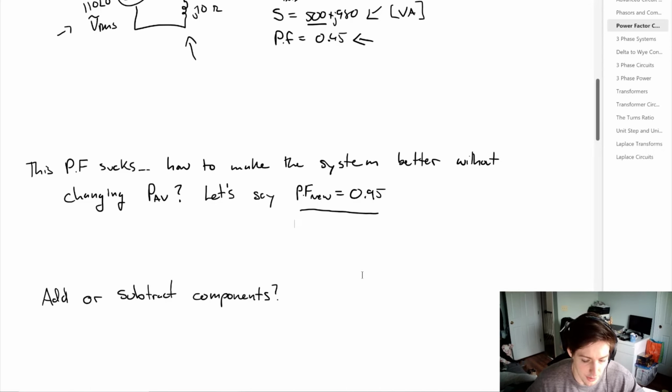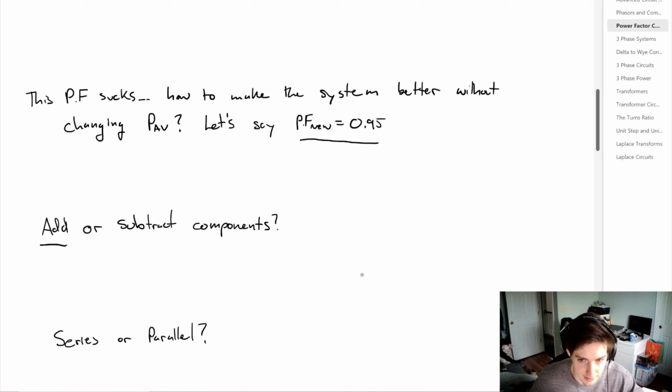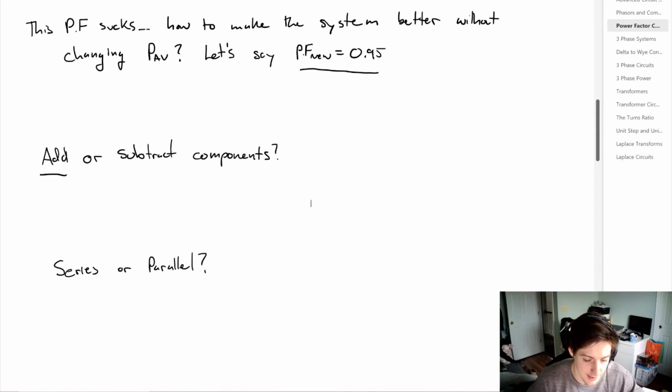Now, if we subtract components, well, we don't really have too much to subtract. We have a source and we have our load. Probably can't subtract either of those. So we're going to add something. What is that something? And how is that something added? Is it in series or is it in parallel? Well, let's consider the series case first.